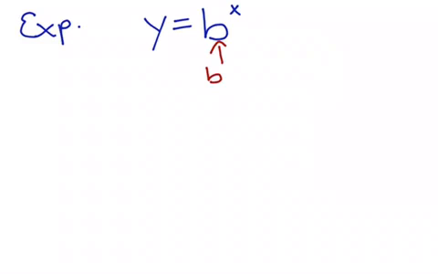We know that an exponential function is in the form of y equals b to the x. Now, in this situation, I am going to call my b my base, which is what it is. I am going to call the x the exponent. Makes sense, doesn't it?